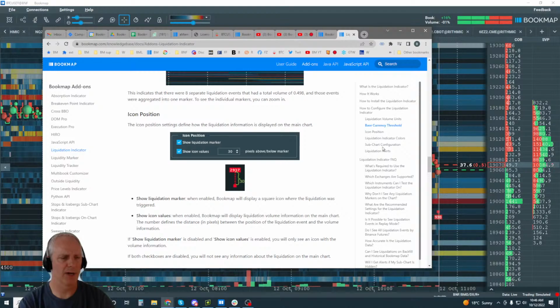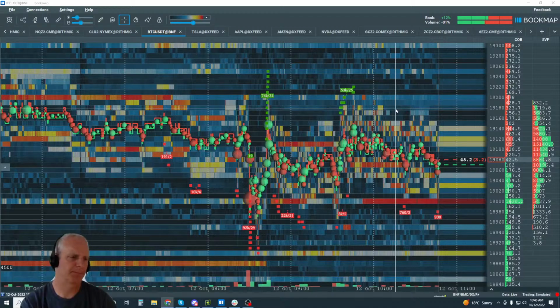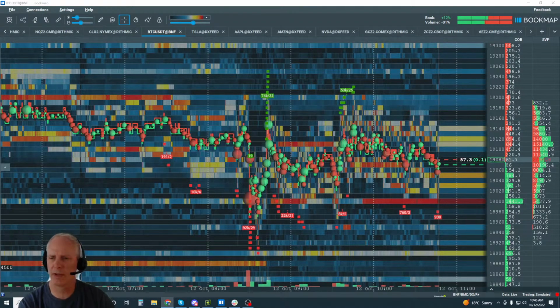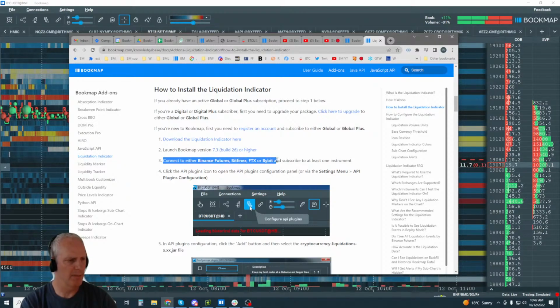You'll see it on the right-hand side too. It breaks it down in here. Installation, how to install. Click on that. Here you go, you can get it right here. You need build 7.3, build 26 or higher. Download it here, read about it here, and then let's cover it. It only works for, this is important, Steve, you can see here, it connects to only Binance Futures, Bitfinex, FTX, and Bybit.